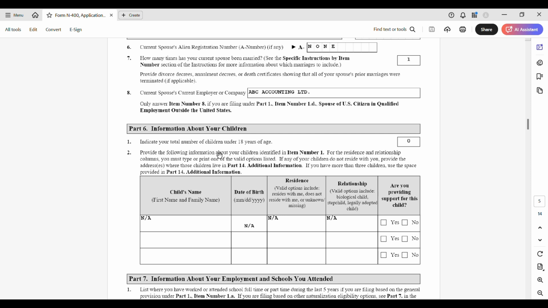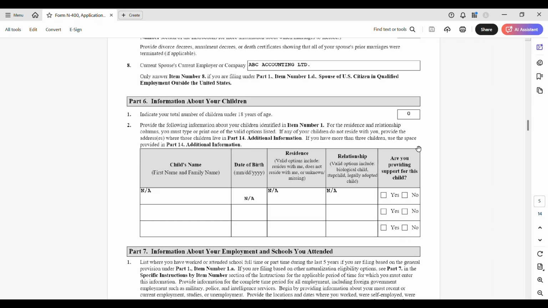Information about your children. Indicate your total number of children under 18 years of age. We see that there are no kids involved. Move on to number 2. Provide the following information about your children identified in item 1. So this would not be applicable to this applicant since there are no children involved. So in the spaces, we are going to indicate NA or not applicable.